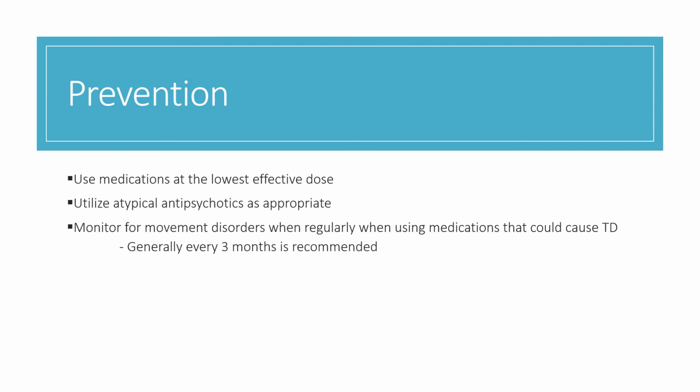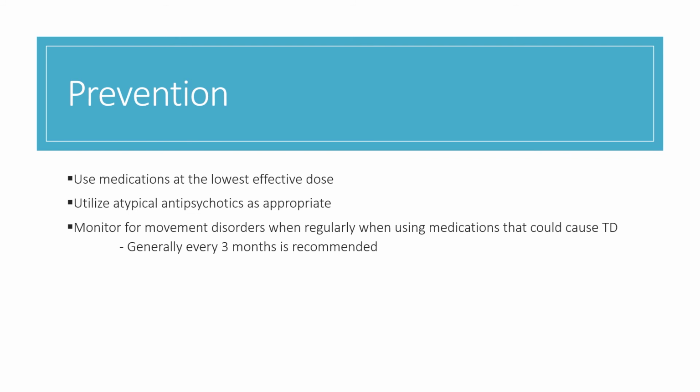When using dopamine blocking agents, you want to be very judicious in your use of them. You want to use medications at the lowest effective dose. And if you're going to use an antipsychotic, you may want to consider an atypical, although those do come with their own set of risks. If you're going to use any medication, whether it's atypical or typical antipsychotics or metoclopramide or any other medication that could potentially cause TD, you do want to monitor for movement disorders. Typically every 3 to 6 months is recommended.